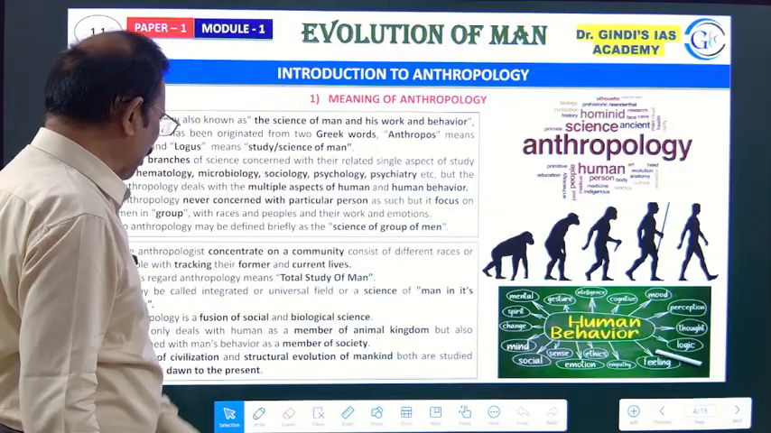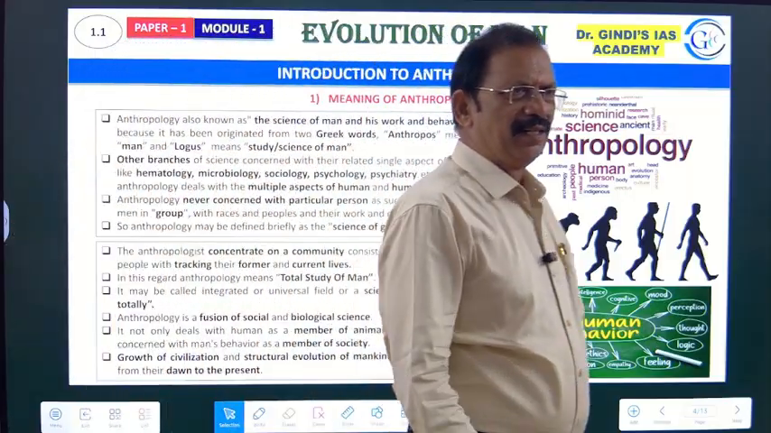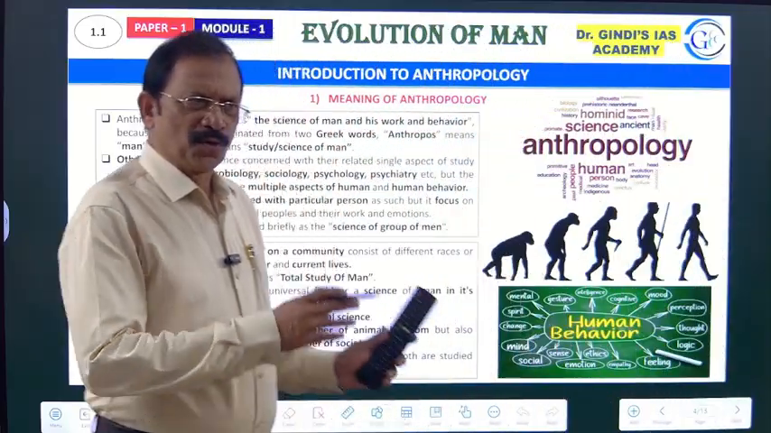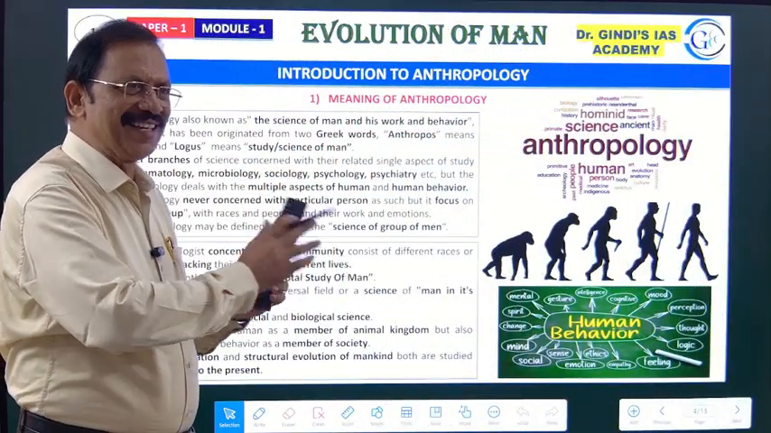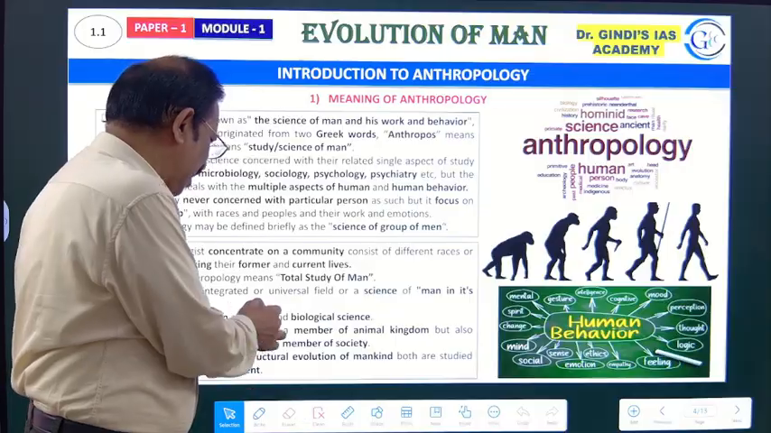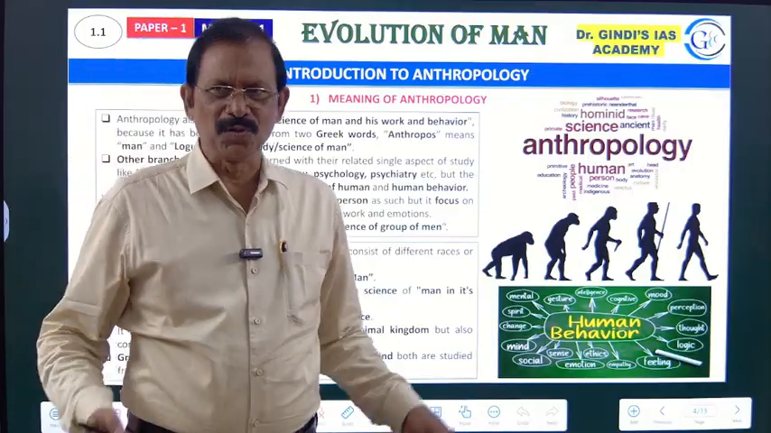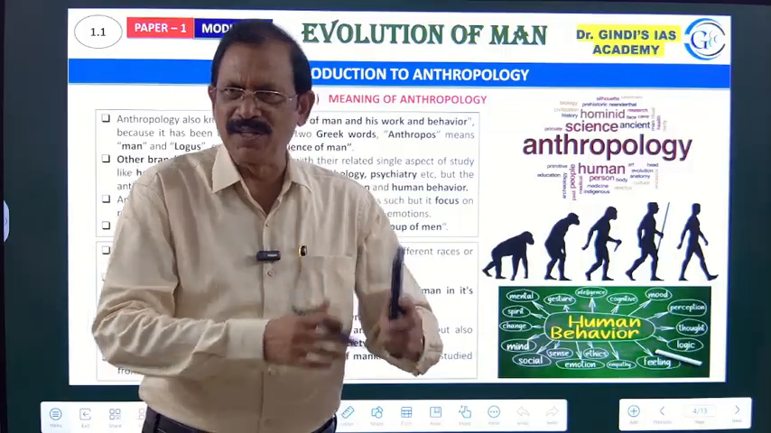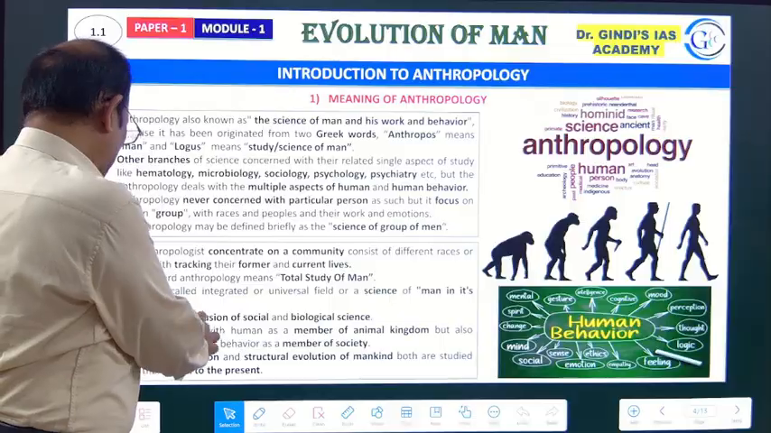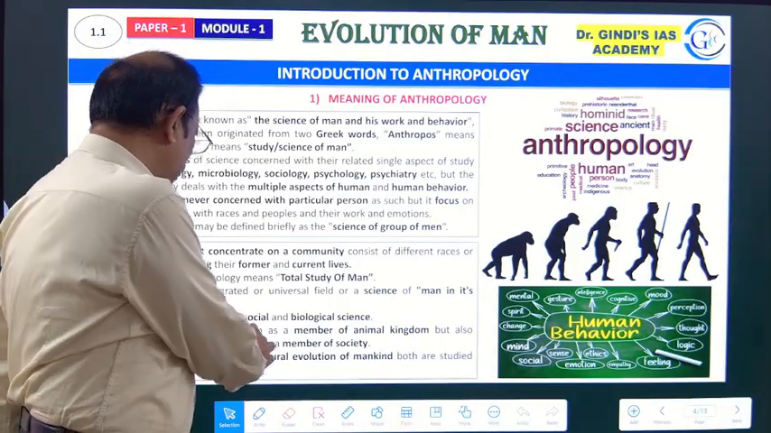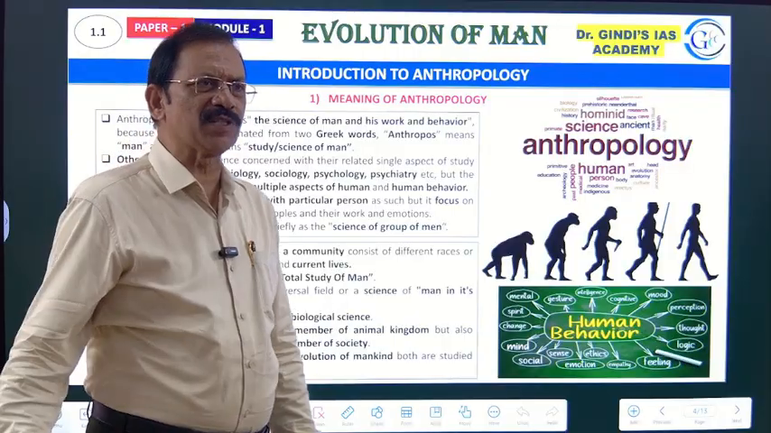Then, anthropology is a fusion of social and biological sciences. As I already explained, it is a recipe of both science and arts. Fusion means mixture: social sciences and biological sciences are mixed together. See here, it not only deals with humans as members of the animal kingdom, but is also concerned with man's behavior as a member of society.